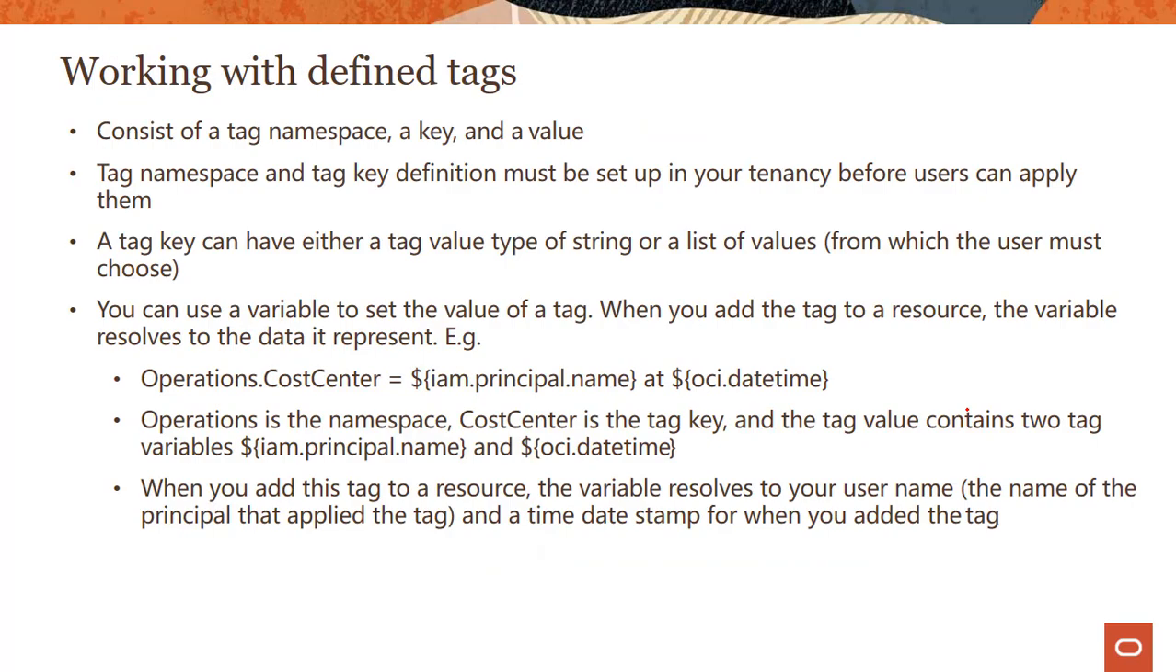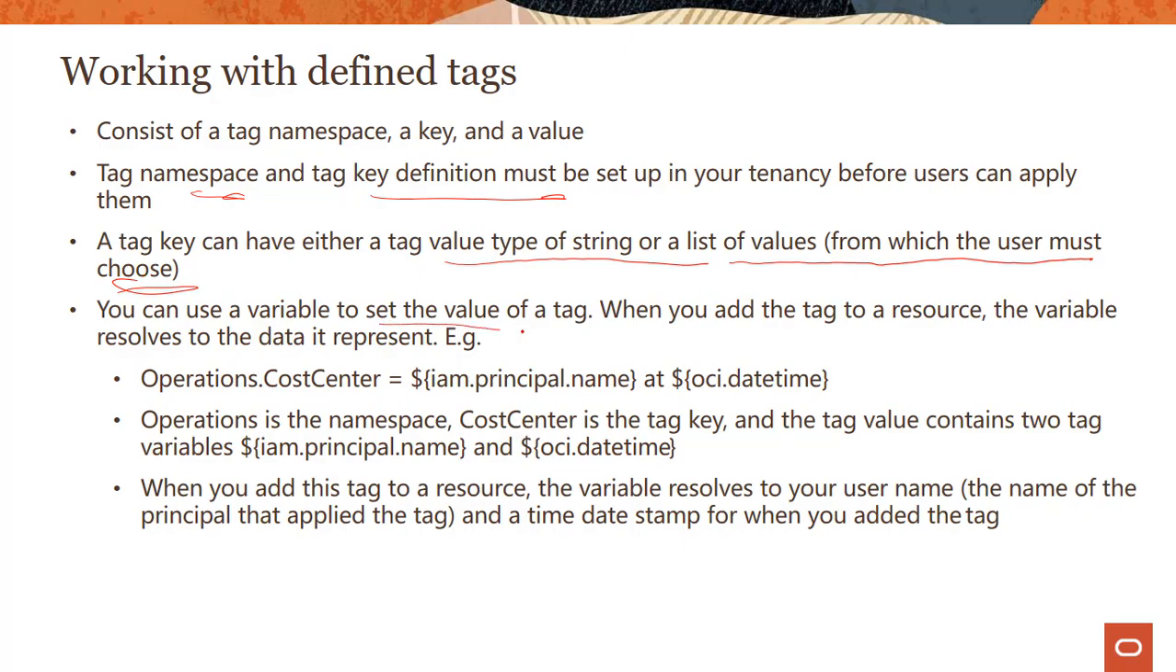Let's see how you work with these defined tags. As we saw earlier, defined tags consist of a tag namespace, a key, and a value, which we just saw in the previous two slides. The tag namespace and the tag key definition must be set up in your tenancy by someone, maybe a compartment admin or a tenancy admin, so that you as users can use them. A tag key can have a tag value type of string, or it can also have a list of values from which the user must choose. So you can provide options where the user only chooses from a specific set of values.